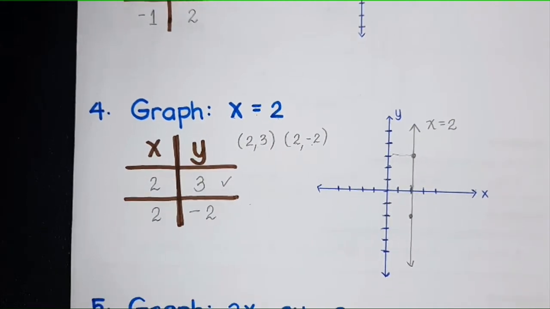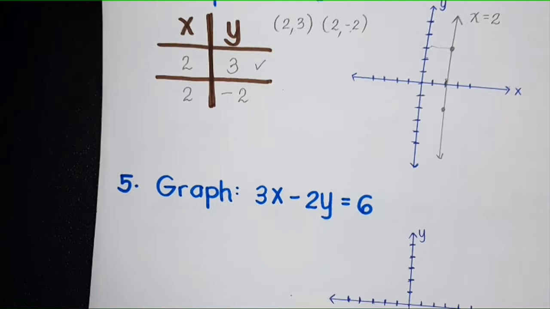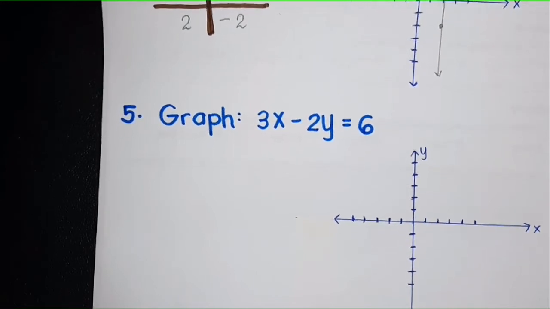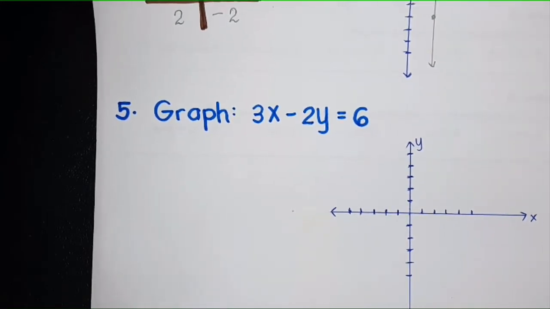Lastly, let's have this example. Okay? Let's have 3x minus 2y equals 6. Okay. What do you notice? You have an equation of a line, right? So, pili kayo doon sa 3 methods na binigay ko. Okay? So, you can find 2 points. Paano yon? You substitute values of x.